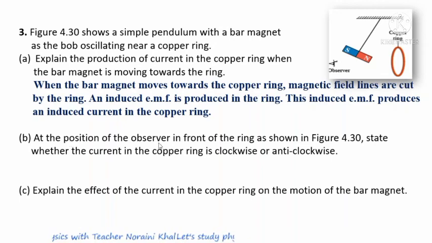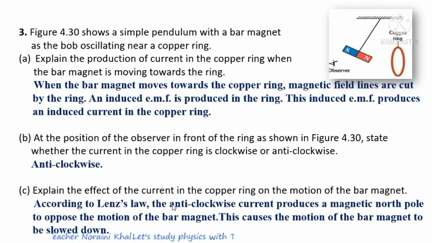At the position of the observer in front of the ring, state whether the current in the copper ring is clockwise or anti-clockwise. The north pole moves towards the copper ring. It will produce a north pole here. If you still remember Lenz's law, for a north pole, the direction of current is anti-clockwise.